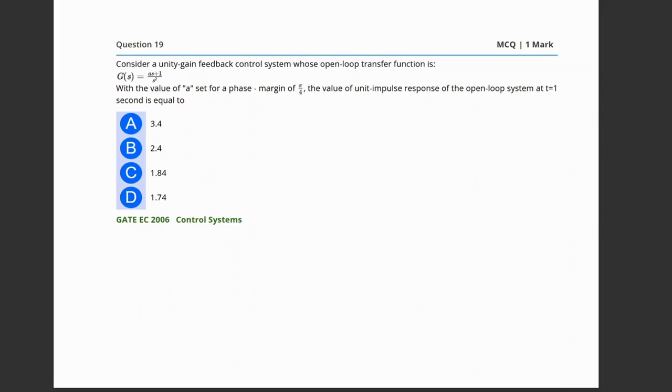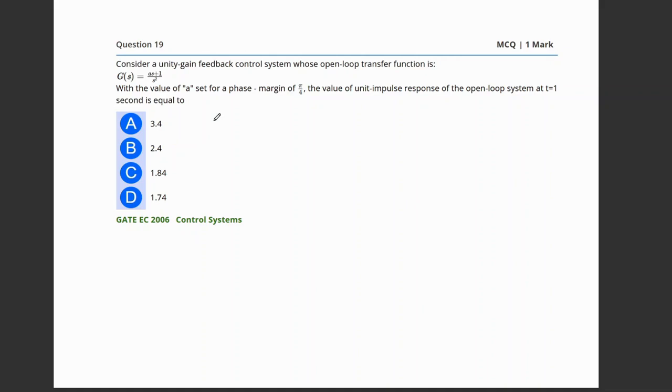There is a problem that appeared in GATE 2006. It is a multiple choice question for 1 mark. Consider a unity gain feedback control system whose open loop transfer function G(s) is (as + 1) by s squared. With the value of a set for a phase margin of pi by 4, the value of unit impulse response of the open loop system at t equal to 1 second is equal to.